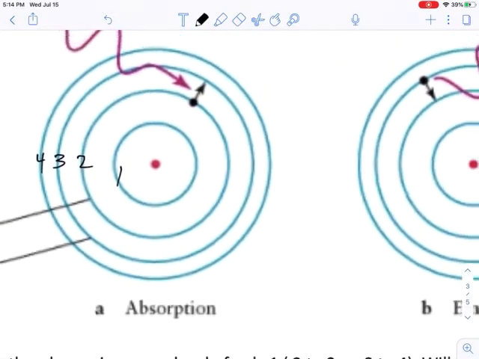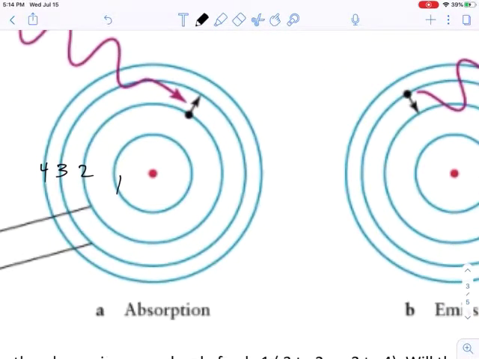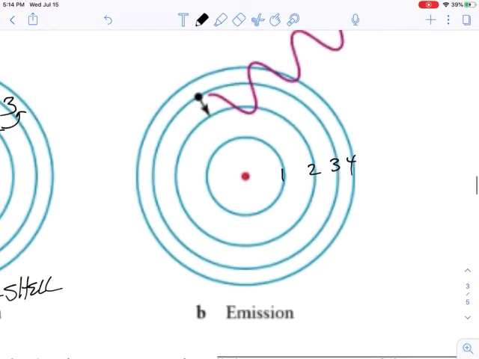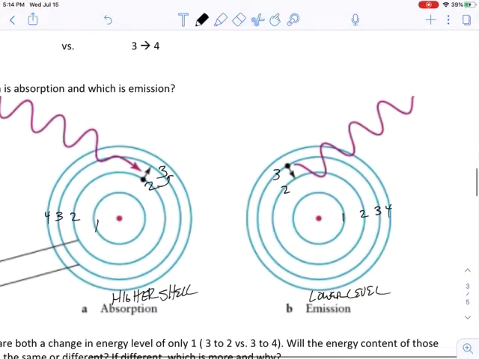Remember that absorption is going to a higher energy level. So you'll notice that in this picture, energy is coming in and it's being absorbed. It's going to a higher energy. It's going from 2 to 3. So absorption is a higher number, or a higher shell, or a higher level. Emission is dropping down. So if you are at 3 and you drop down to 2, that is emission. So that is a lower level, right? Or a lower shell.